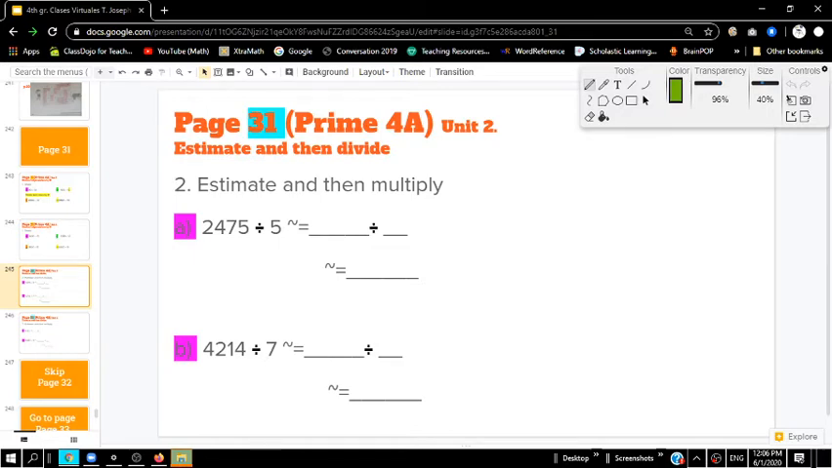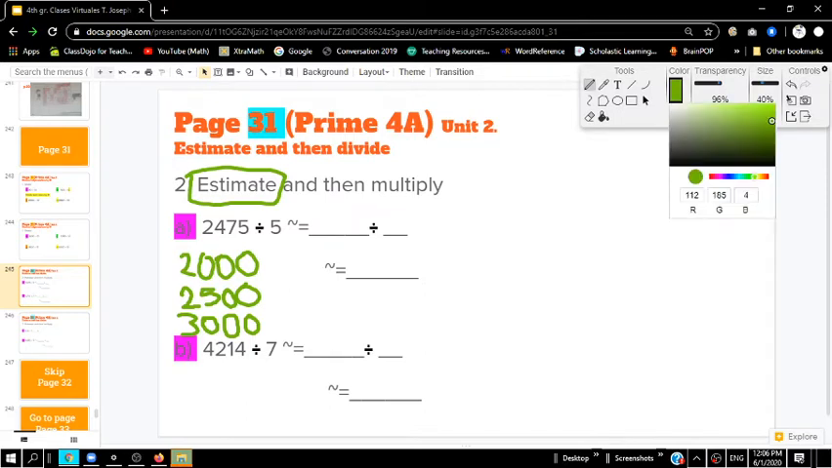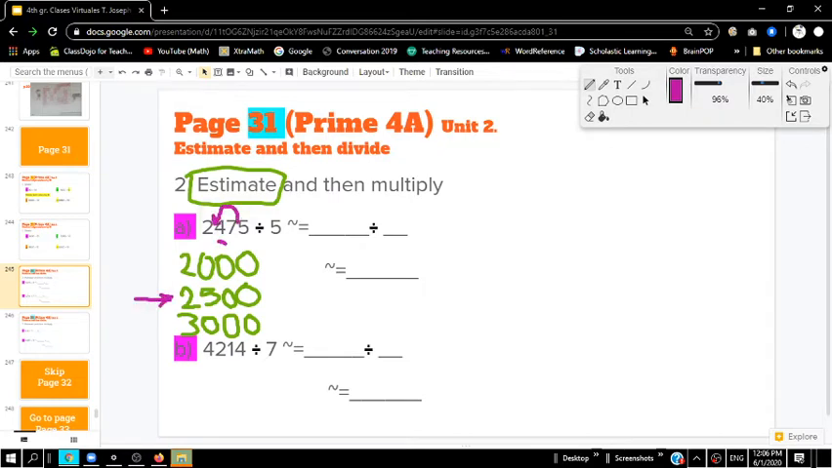2,475 divided by 5. Well, to estimate this problem, we can ask, is 2,475 closer to 2,000, 2,500, or maybe 3,000? Again, an estimation is just a guess or an approximation to come close to the number. So, which number is closest? Well, if you really look at it, this 4 has been told by the 7 to move up. So our closest number is 2,500. I'm going to put that in the first blank.